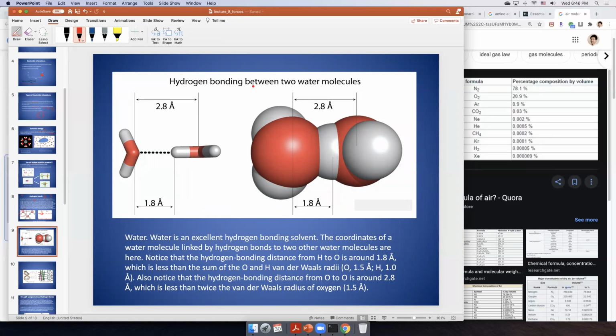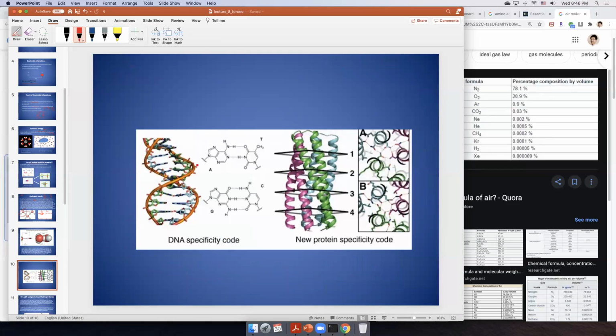So the hydrogen bond between two water molecules, usually it's 1.8 angstroms. This is a stick representation of water molecules. This is a sphere representation of two water molecules. So it's very common. For example, this is DNA.